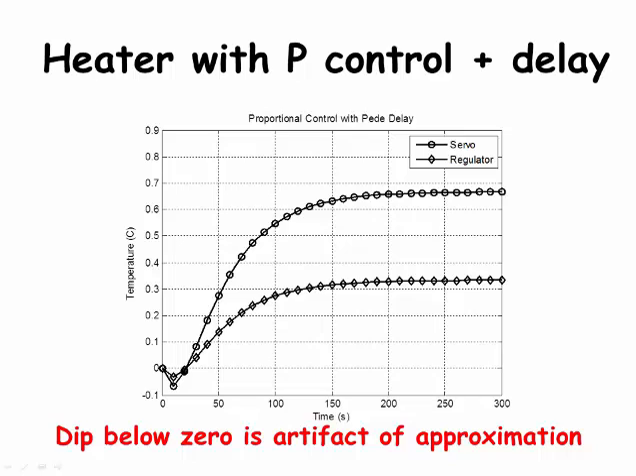This slide shows a graph that plots Y1 and Y2. These are the time-dependent water heater responses to unit step changes in the set point temperature for the servo problem and a unit step change in the inlet water temperature for the regulator case. Both cases have a 30-second process delay. The dip below zero is an artifact of the Padé approximation. It does not mean that the temperature dips below zero.